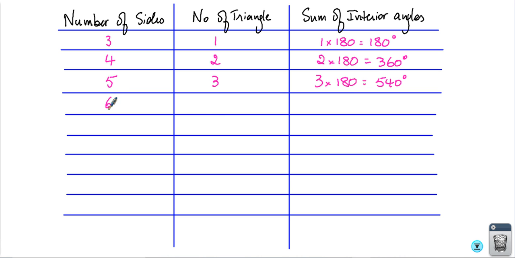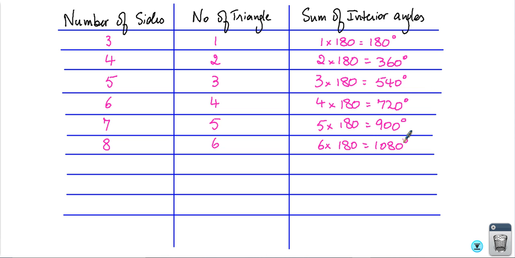6 sides, 4 triangles, 4 times 180, 720 degrees. 7 sides, 5 triangles, 5 times 180, 900 degrees. 8 sides, 6 triangles, so 6 times 180, 1080 degrees. That's what we have drawn.